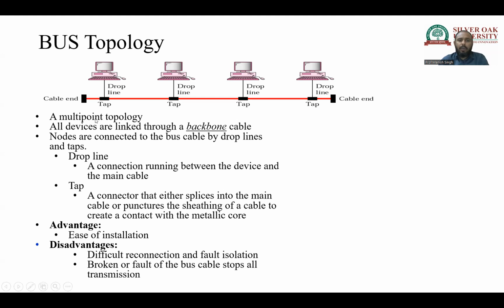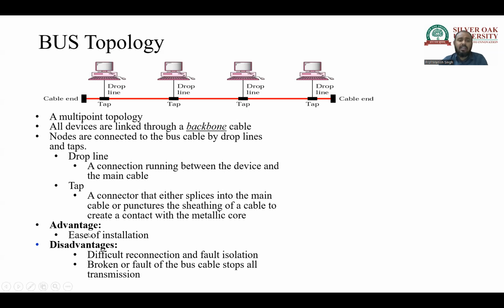Okay, a multipoint topology. All devices are linked through a backbone cable. Nodes are connected to the bus cable by drop lines and a tap. This is called a drop line, and what they are connected through is called a tap. Drop line: a connection running between the device and the main cable. Tap: a connector that either splices into the main cable or punctures the strand of a cable to create contact with the metallic core. It's one kind of connector, that is called a tap.